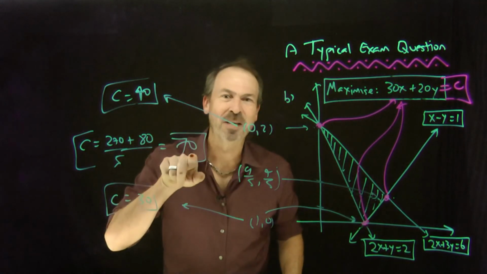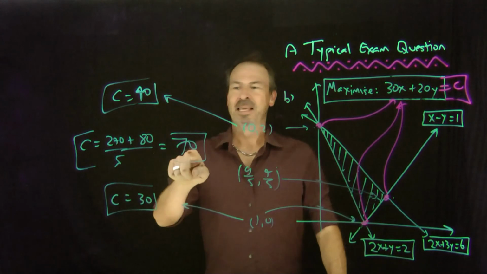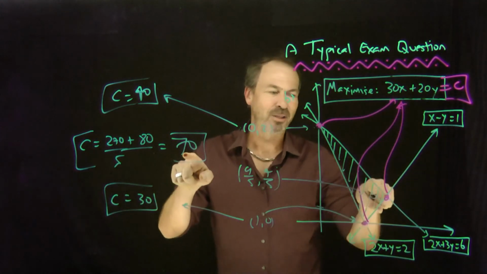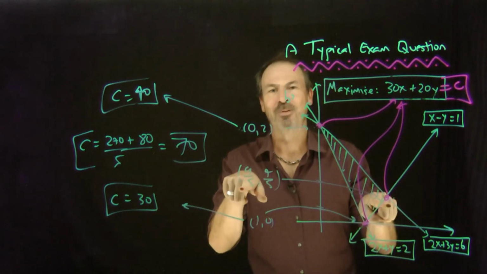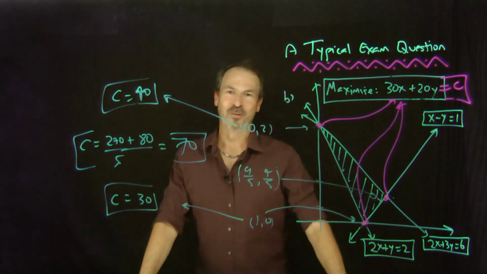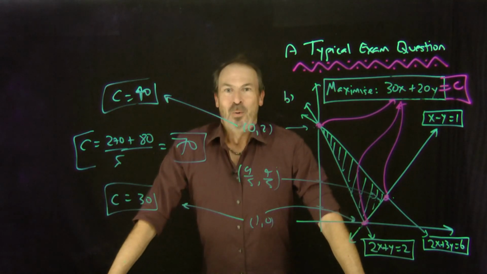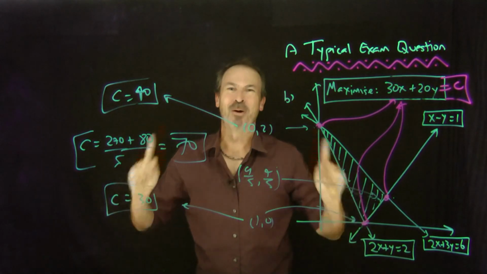In fact, that's going to be the biggest value possible. The largest value of c we can get from this linear function right here must occur right there with x equals 9/5, y equals 4/5. We have solved this linear programming problem. Whoa, a lot of work, but we did it.